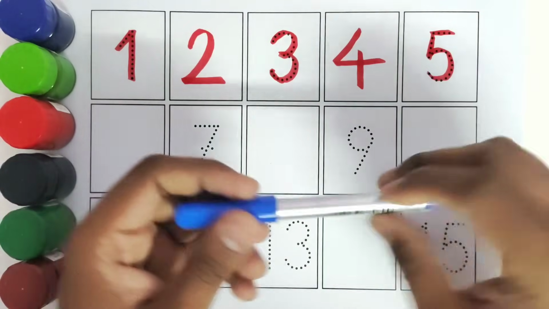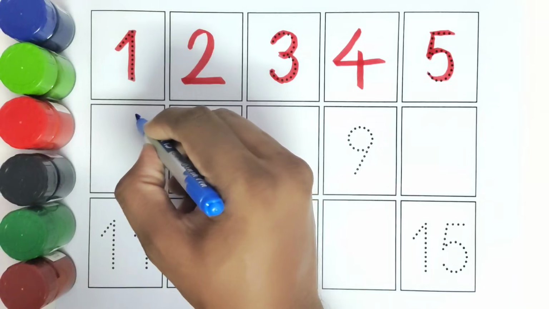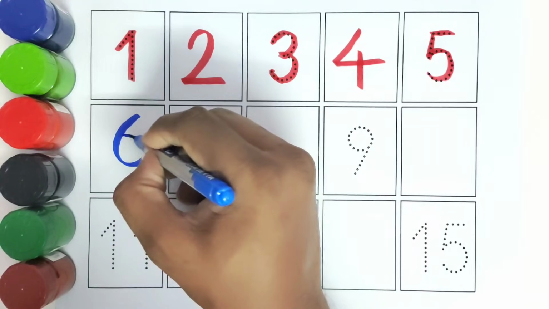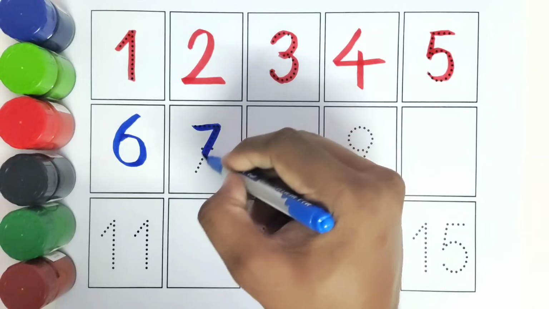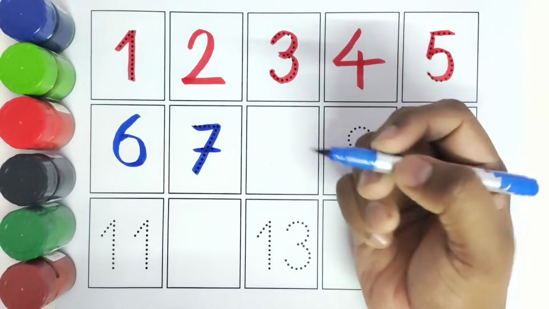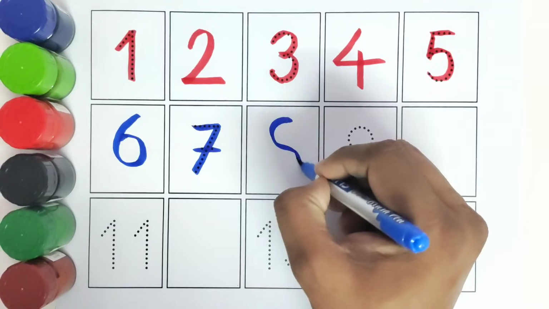This is dark blue color. What comes after number 5? 6. Number 6. This is 7. Number 7. What comes after number 7? 8. Number 8.